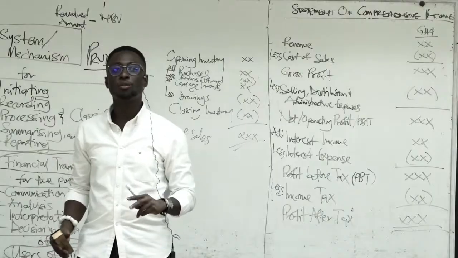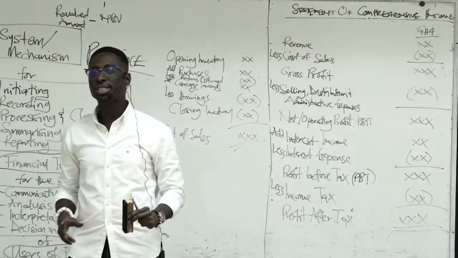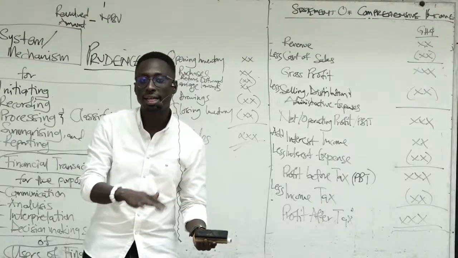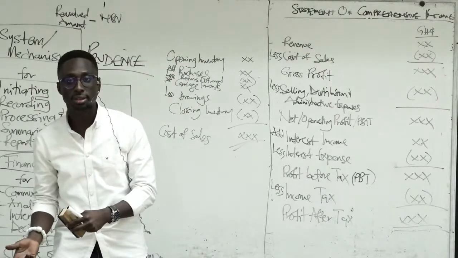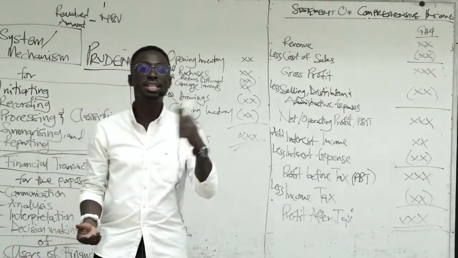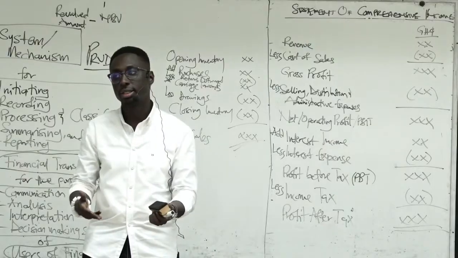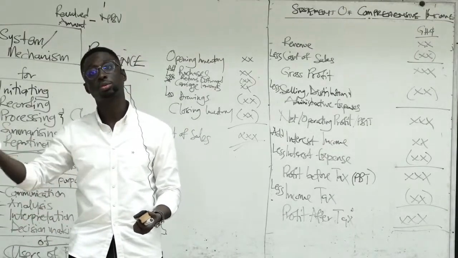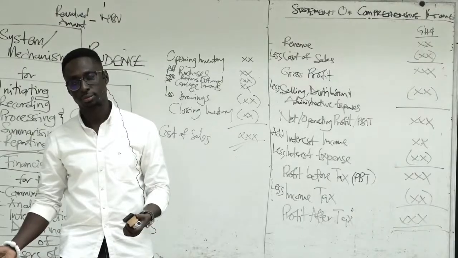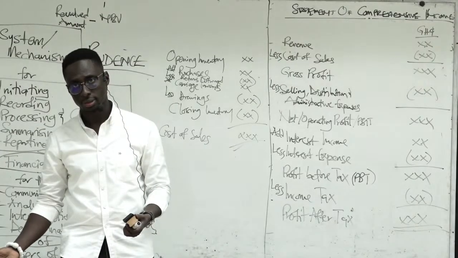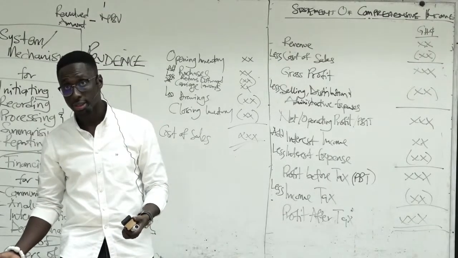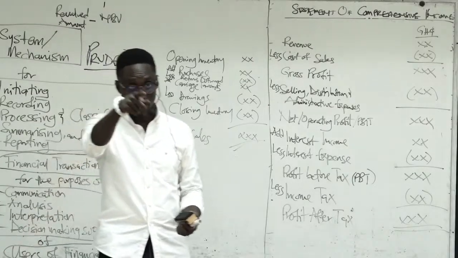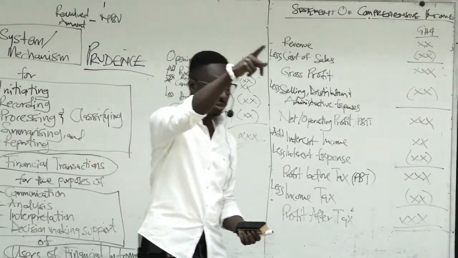Now the question of profit. Profit is a function of incomes and expenses. So when you consider income and expense, the resulting item is what we call profit. Does it make sense? Does it make sense to you? Jasmine, does it make sense to you?